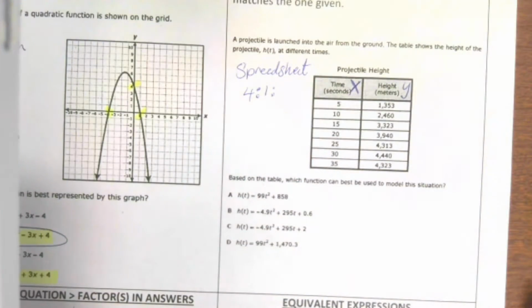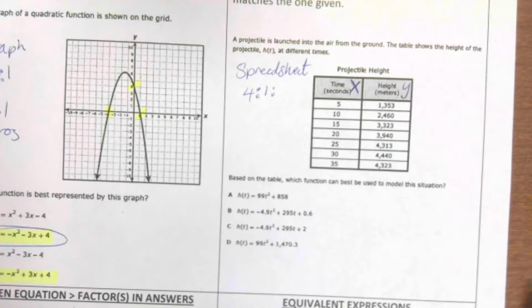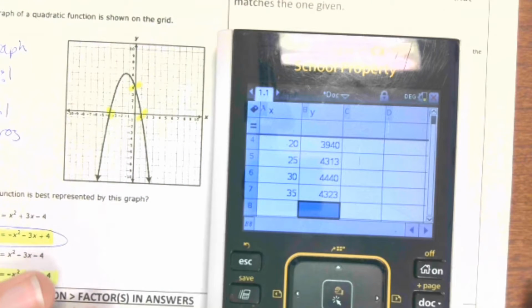X, Y, and then I'm just going to put them in. 5, 10, 15, 20, 25, 30, 35. Okay, I've put all my stuff in.